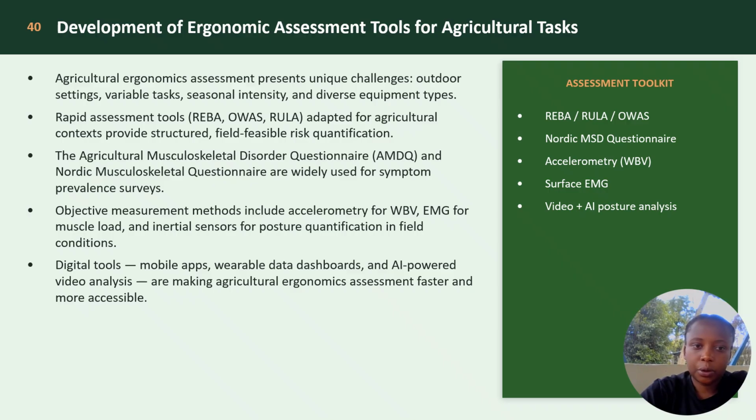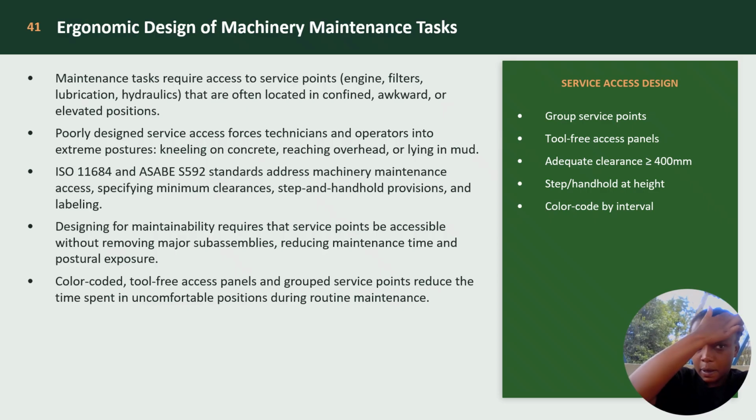Topic 40 is about the development of ergonomic assessment tools for agriculture tasks. Agriculture ergonomic assessment presents unique challenges: outdoor settings, variable tasks, seasonal intensity, and diverse equipment types. Assessment toolkit: REBA, RULA, OWAS, Nordic MSD questionnaire, accelerometry, whole body vibration, surface EMG, and video plus artificial intelligence posture analysis.